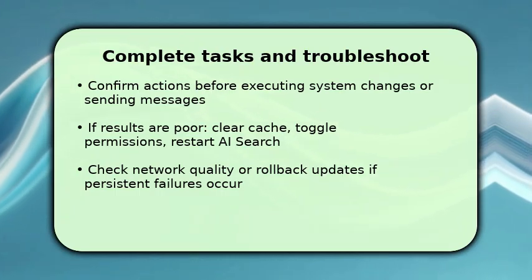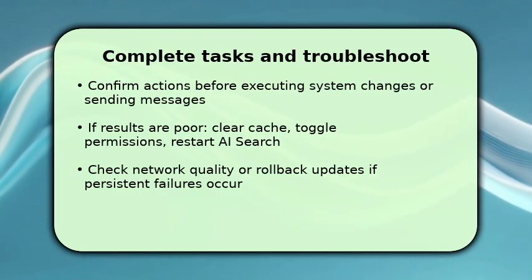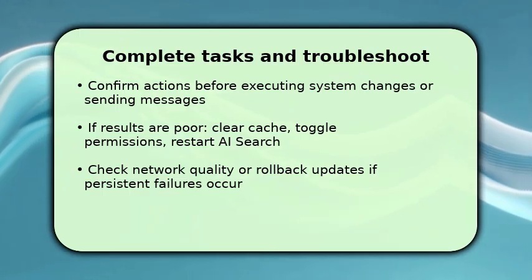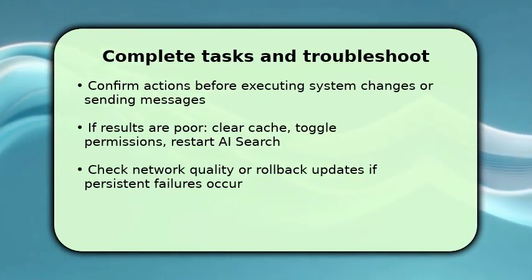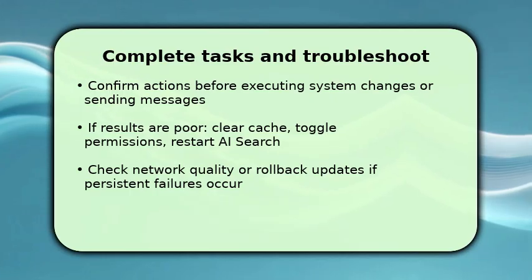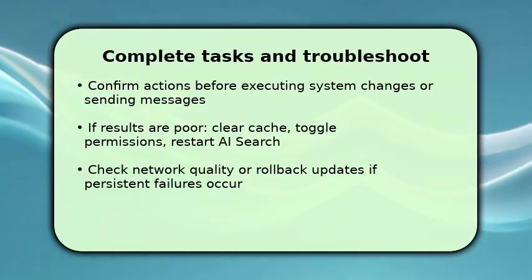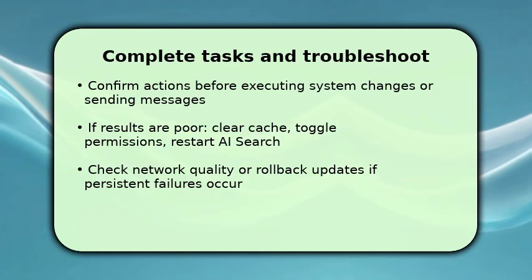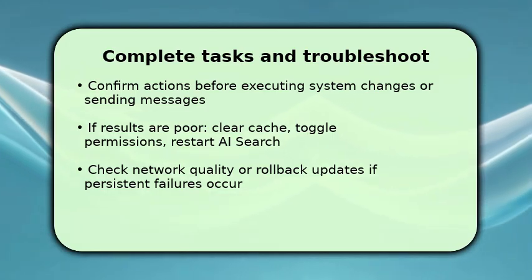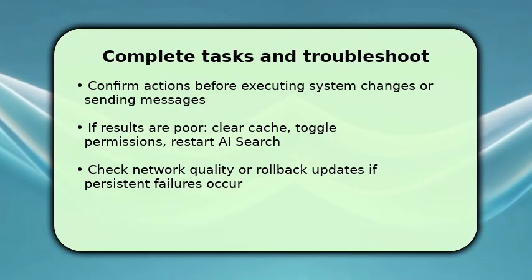If something fails, first clear the AI search cache, toggle required permissions, and restart the device. That fixes most issues. If problems persist, switch networks or reinstall updates. Finally, you can capture a screenshot and report the failure through the feedback option so the team can diagnose device-specific behavior.